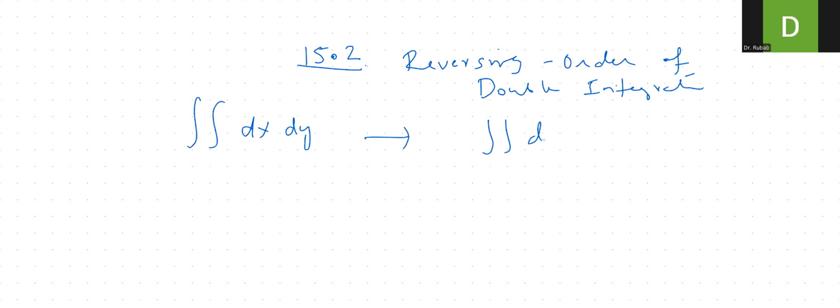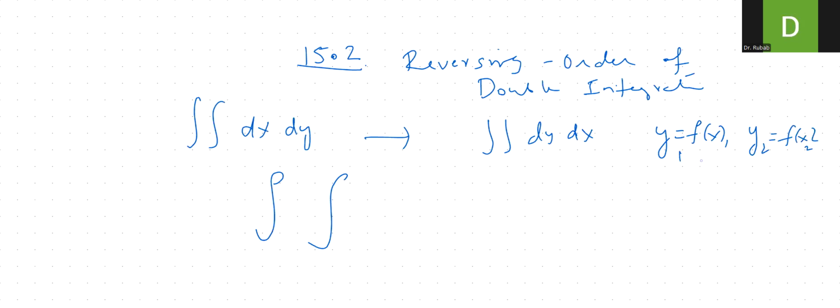To understand this issue, first of all, you have to learn how we place the limits on an integral. If y is given as a function of x, with y1 and y2 as functions, and x is given in the form of constants, x1 is a and x2 is b, then we put the constant limit in the exterior integral and the function limit in the interior integral. And we get dy dx, right?